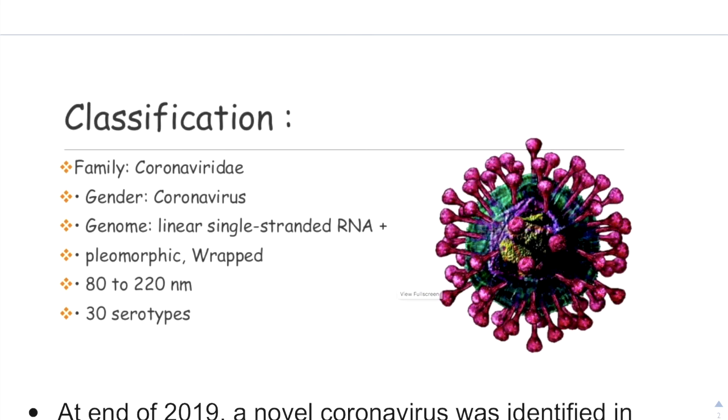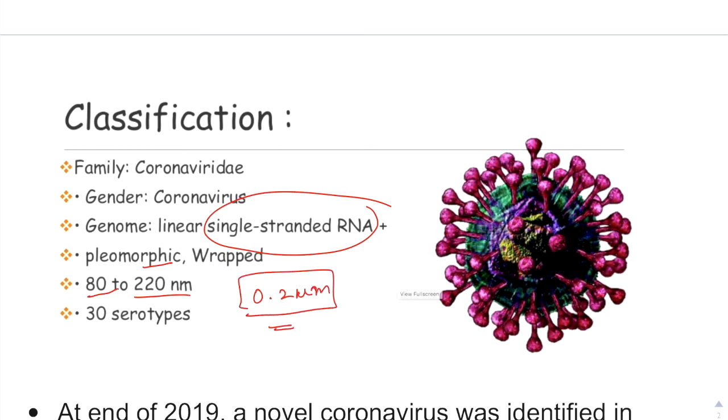First, with the family of coronavirus, it belongs to the Coronaviridae family. It contains a single-stranded RNA gene, and which is pleomorphic. The size is approximately 80 to 220 nanometers, or you can say it is around 0.2 micrometers in size.